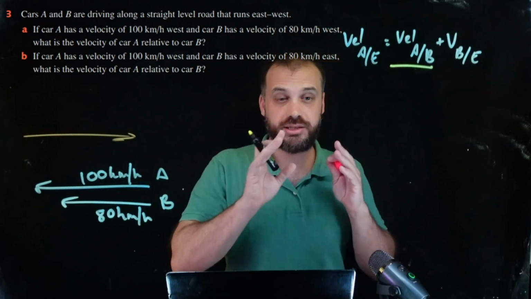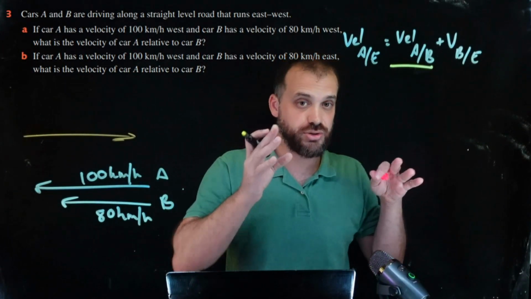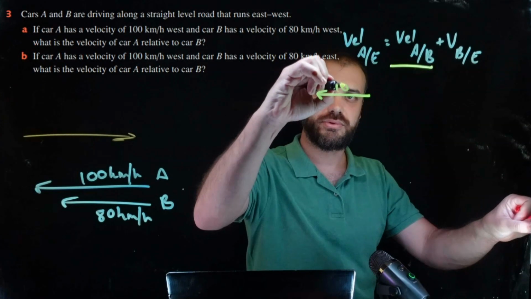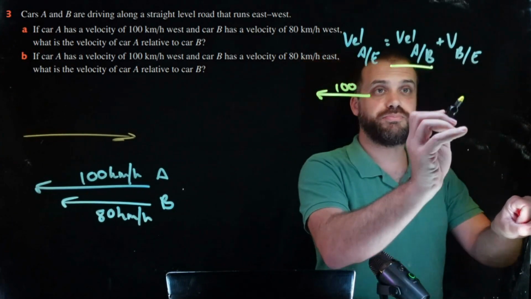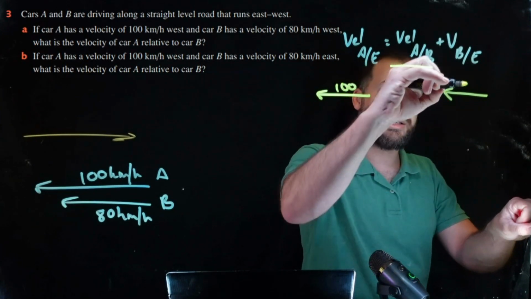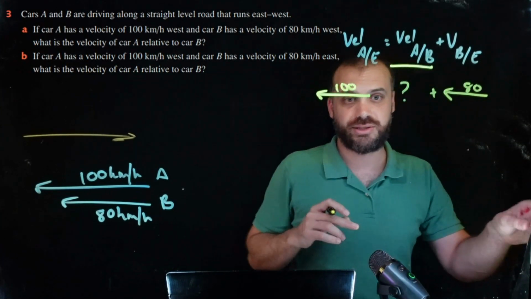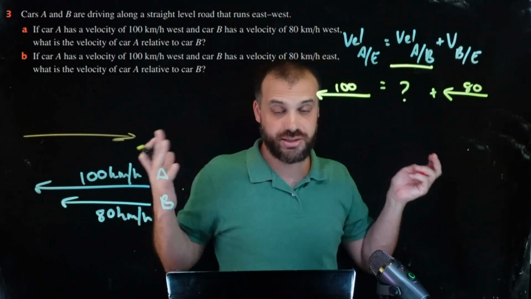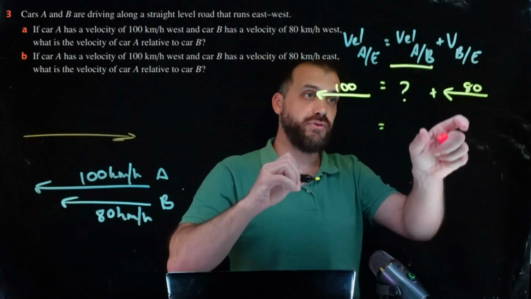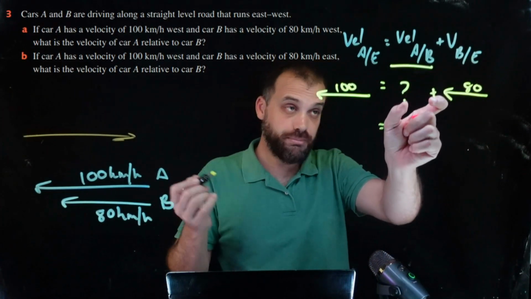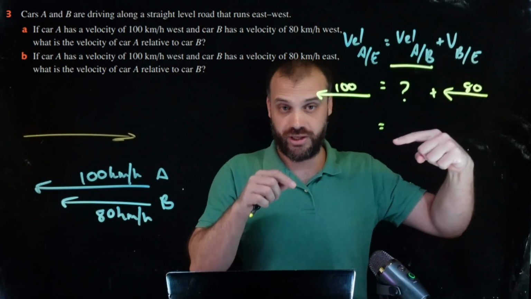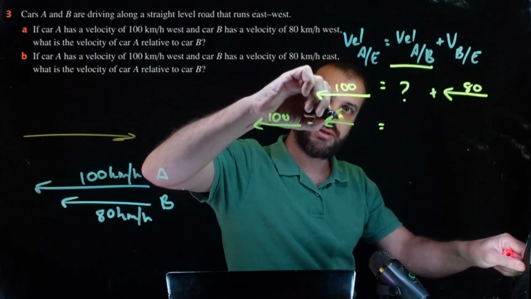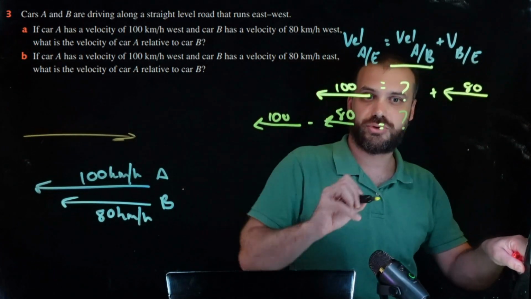Formulas work in all sorts of ways. If you want to find one thing and you know the other two things, you're fine. The velocity of A relative to the Earth is 100 in that direction. The velocity of B relative to the Earth is 80 in that direction. And this is the thing we want to find out. Now, we can manipulate these vectors the same ways that we would manipulate numbers. So, if I want to get my question mark by itself, I just need to subtract a vector of 80 from both sides. So, 100 minus 80 equals question mark.